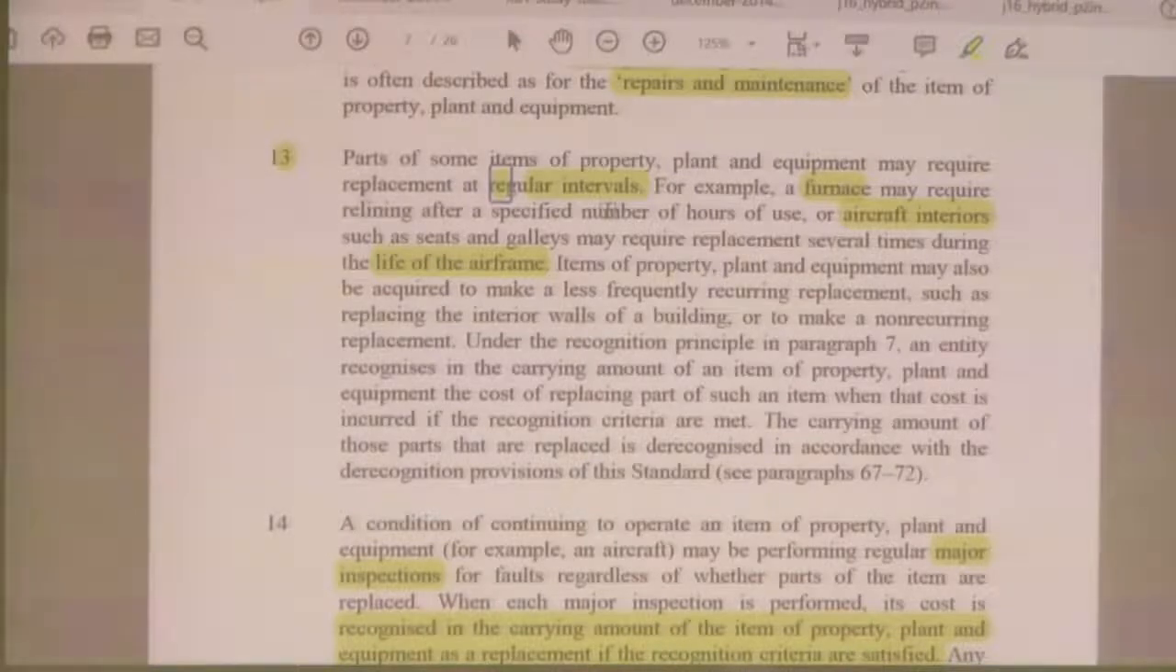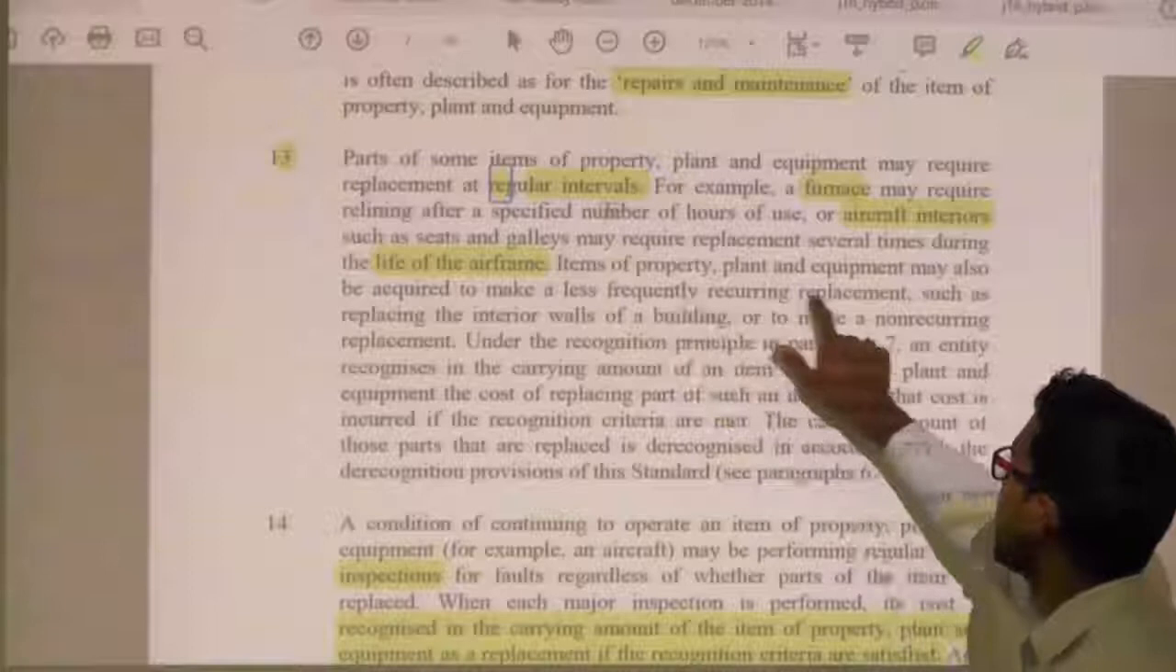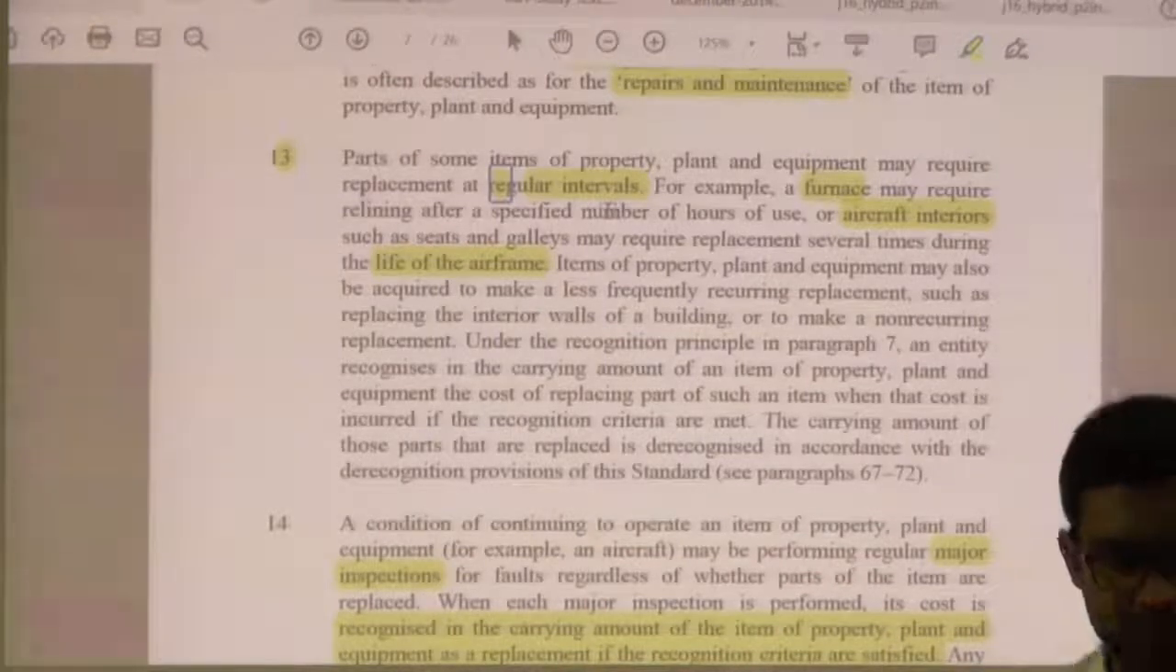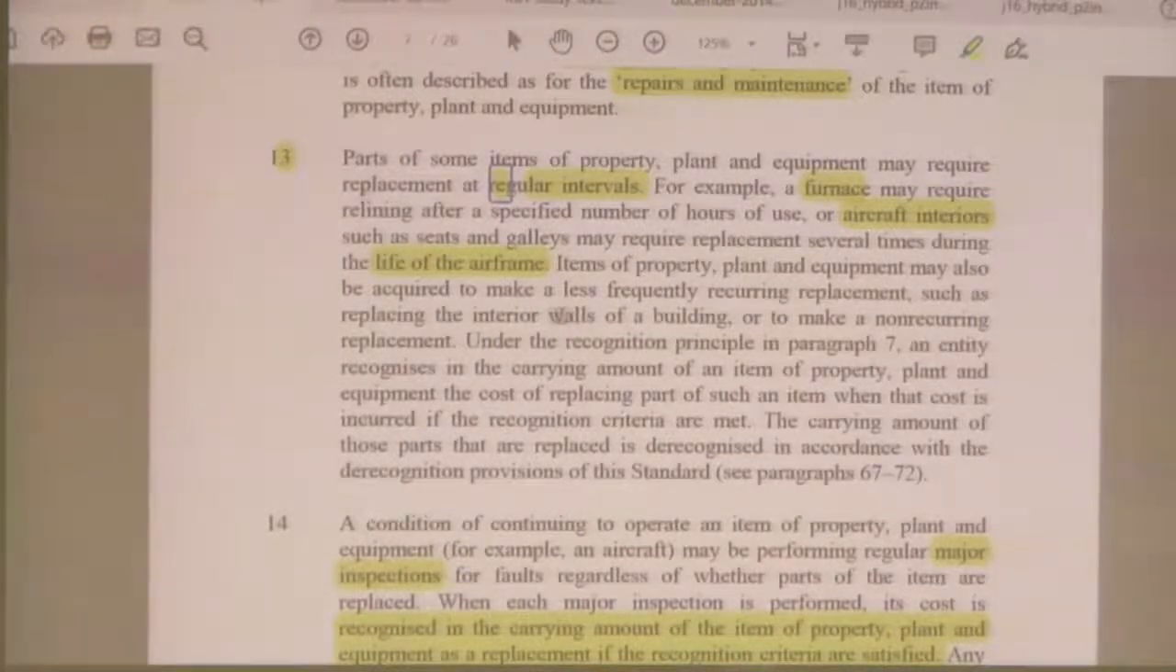Items of property, plant and equipment may also be acquired to make a less frequent recurring replacement. Underline the words less frequent recurring, such as replacing interior walls of a building. So underline these examples. These examples are much more important. Why? The examiner can set your question with this example. Or take non-recurring replacement.